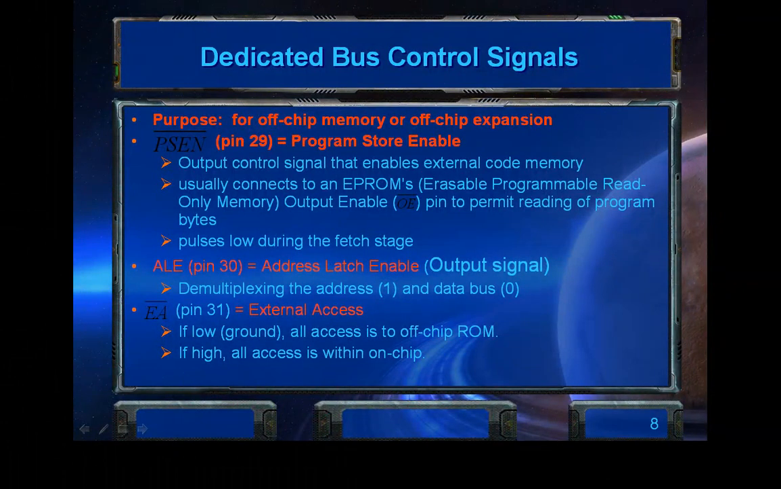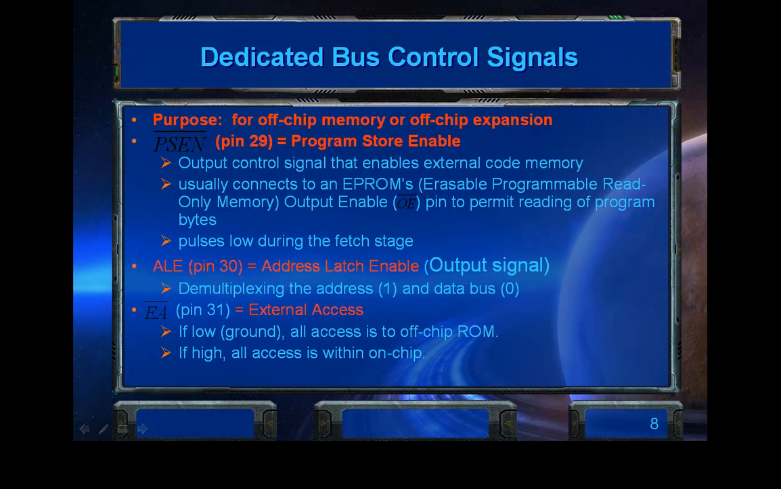Dedicated bus control signals. The purpose of these signals are to control external memory expansions for large designs. Program Store Enable is the read pin to external program memory. When the 8051 is executing code from external program memory, the Program Store Enable is activated twice each machine cycle. It is low during the fetch step of the CPU.